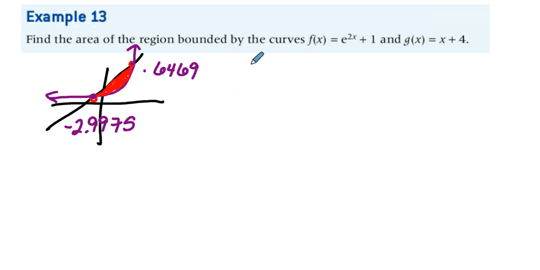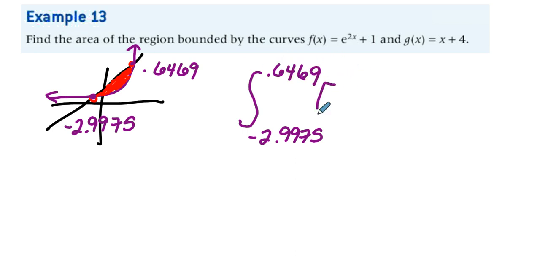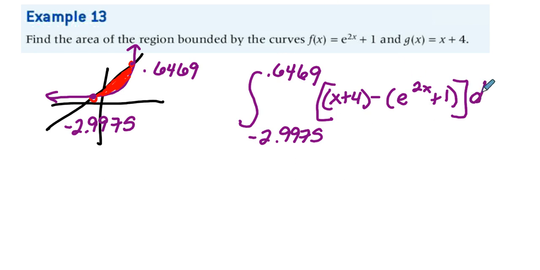From this, I'm now going to integrate. I can see that my linear is on the top. So I'm going to integrate from my low value, negative 2.9975, to my high value, 0.6469. And then I'm going to subtract my two functions. My linear goes on top, so that's x plus 4, minus the exponential, e to the 2x plus 1. Again, don't forget those parentheses because you are going to distribute through that subtraction sign. And then, oops, I lost my dx. Okay.